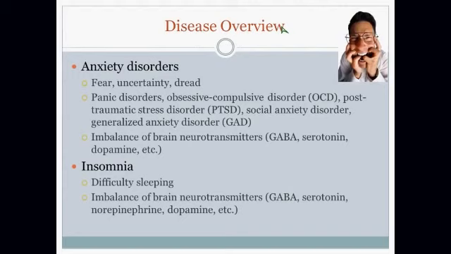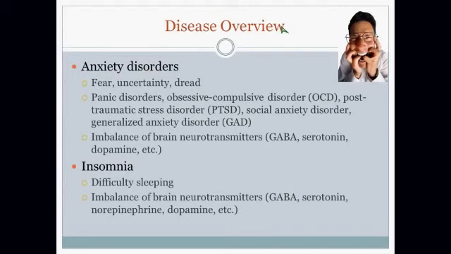Obsessive-compulsive disorder, that's where a person would have upsetting thoughts, and they use rituals to try to control the anxiety about these thoughts. An example of that is like hand washing in response to the fear of germs. PTSD, or post-traumatic stress disorder, that usually develops after a terrifying event. Patients with this can often just relive the trauma through flashbacks.